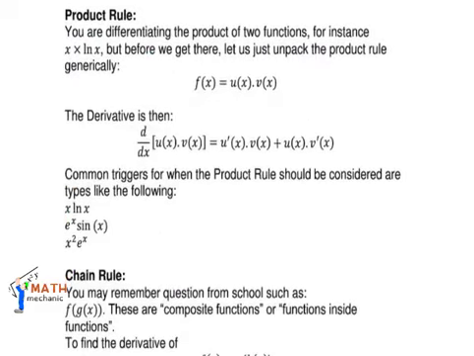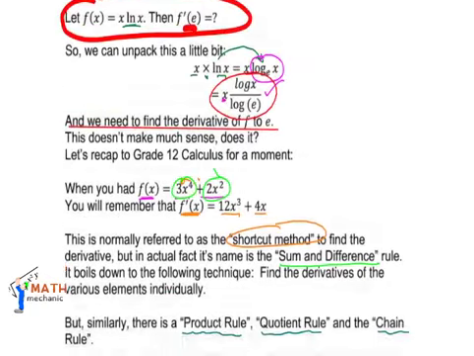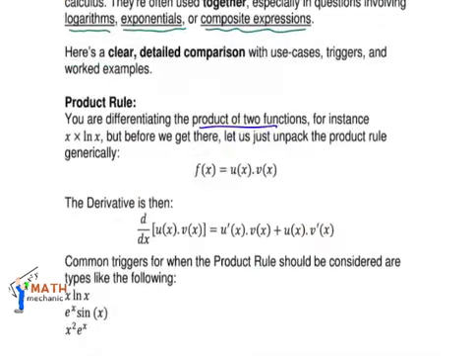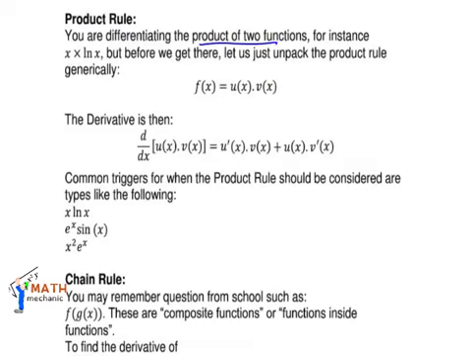So starting with the product rule, you are differentiating the product of two functions. Now remember, we have this. We already said we have a multiplication of two functions. How do we know that there are two functions? Each of them contain x. So there's not just a number there, there's something containing x. So we can refer to them as two functions, and you are differentiating the product of two functions. So for instance, we have, like we know, x times ln x. But before we get there, let us just unpack the product rule generically.